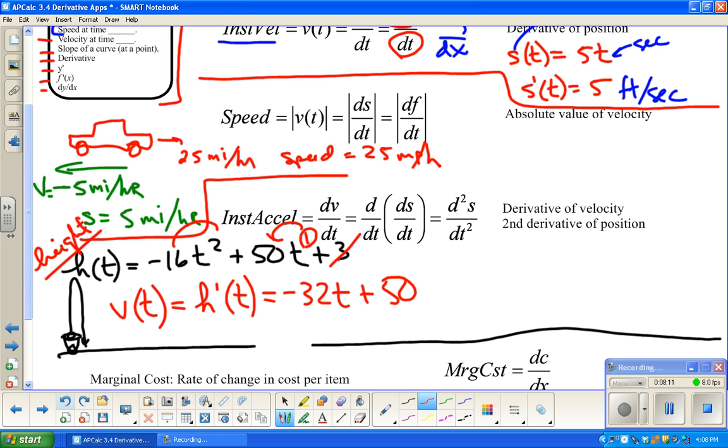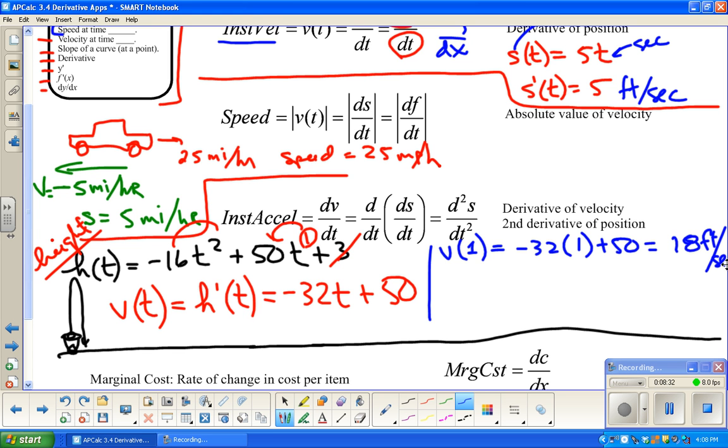So what that means is I can find out what the velocity is of this thing at any time I want. For instance, if I want to know the velocity at 1 second, so that's a second after it launched, I just do negative 32 times 1 plus 50 is 18, and this is feet per second. If I wanted the velocity after 2 seconds, then it's negative 32 times 2 plus 50 is negative 14 feet per second.